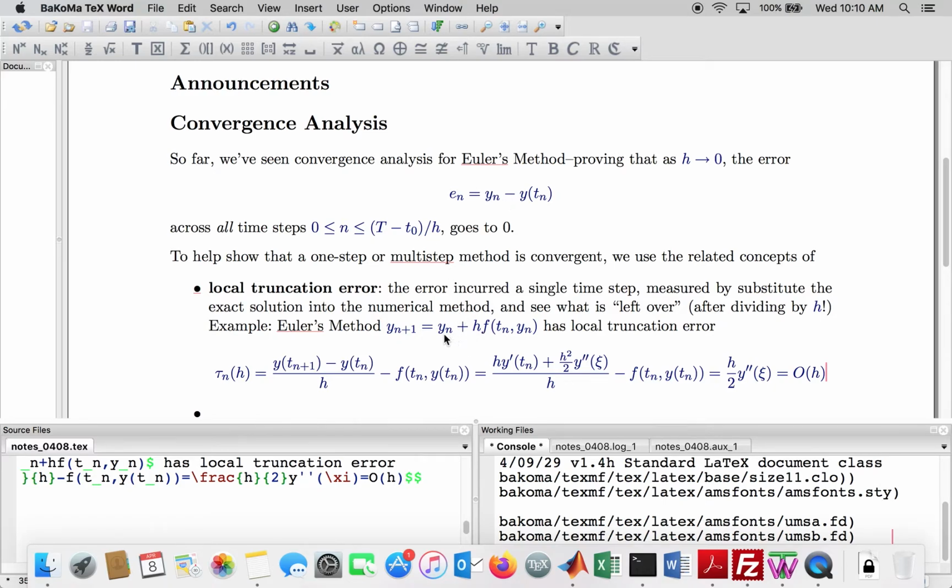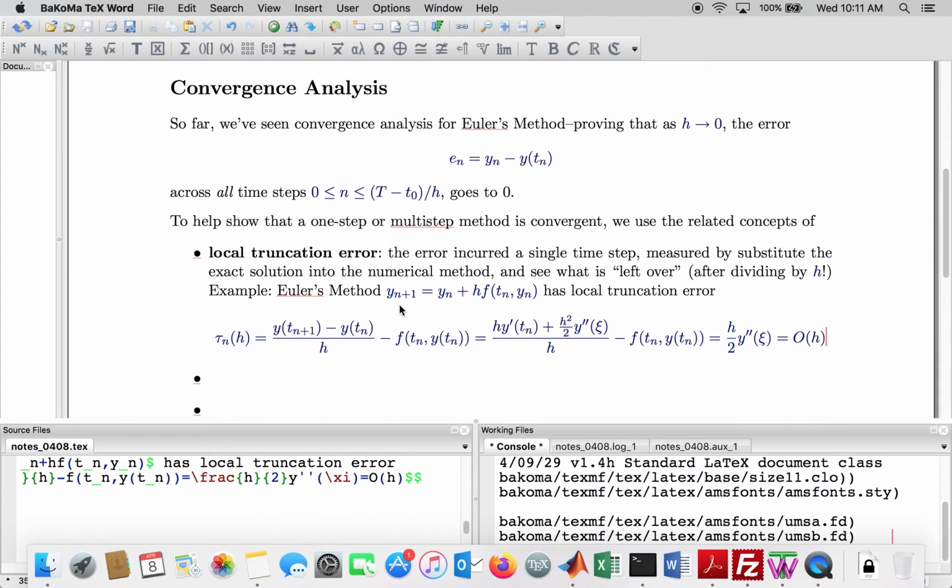Usually in a local truncation error, we divide by h so that the order of the local error and the order of this error, which is called the global error, and I'll talk about that more next time when I talk about convergence, the local error and the global error have the same order of magnitude. So this is how we get local truncation error.